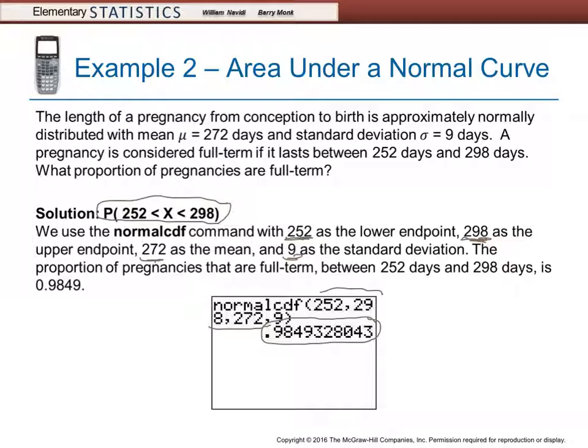So again, the probability that 252 is less than x less than 298 is approximately 0.985, or 98.5%, right?